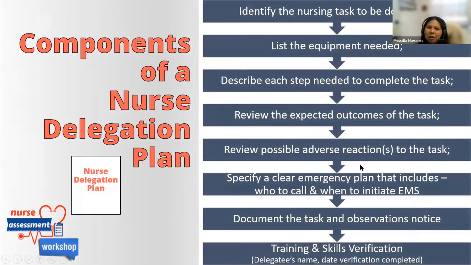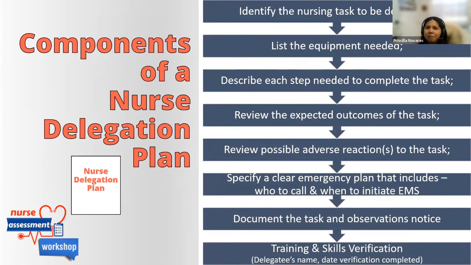So when we talk about components of a nurse delegation plan, these are the minimum things that should be included, and they're pretty straightforward. As we already mentioned, they align with the 5 rights of nurse delegation. You should basically identify each specific task, if there's any equipment, describe the step, and in short, what does it look like when it works well?